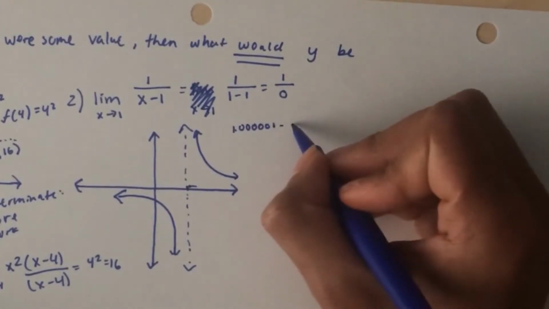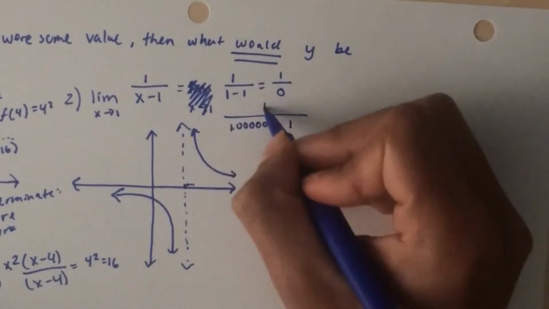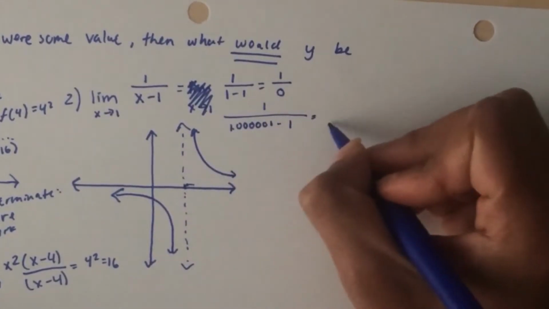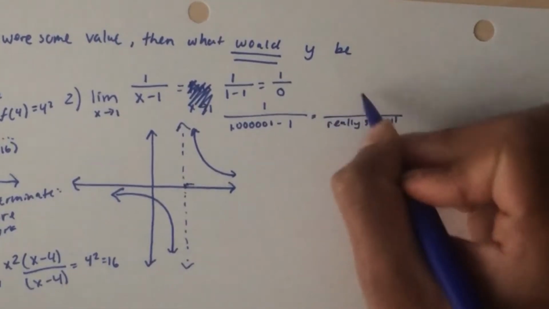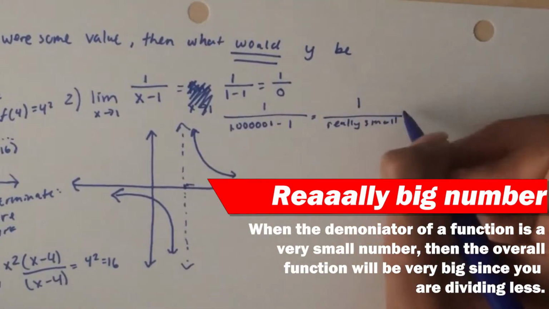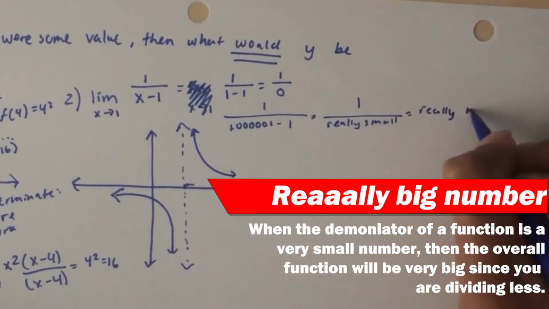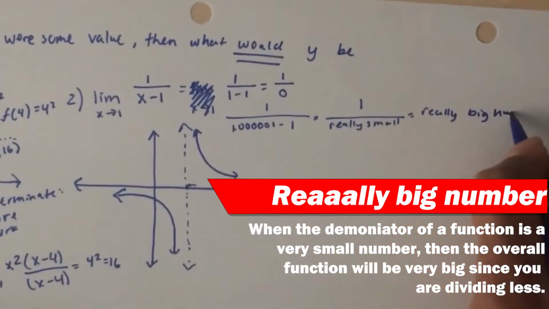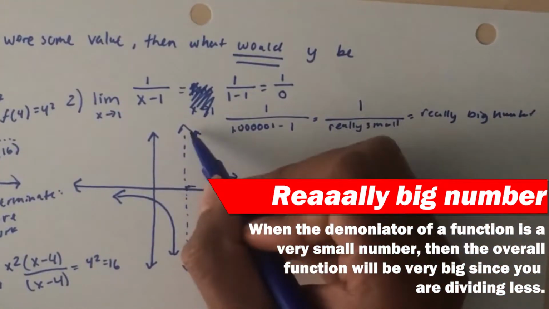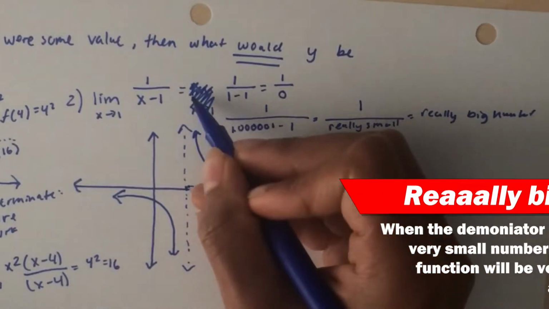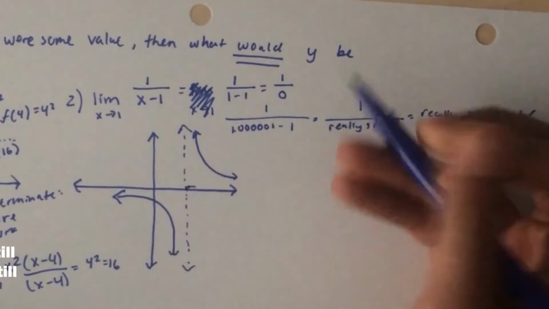1.00001. It's this very, very small number, right? And if we were to plug this in, we'd get a really small number over 1. When you divide that, you're going to get a really big number. So as you keep getting closer and closer to this, it's going to keep approaching infinity.